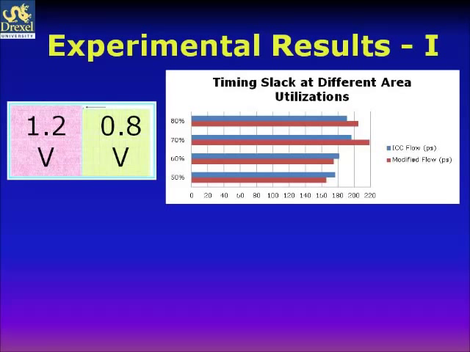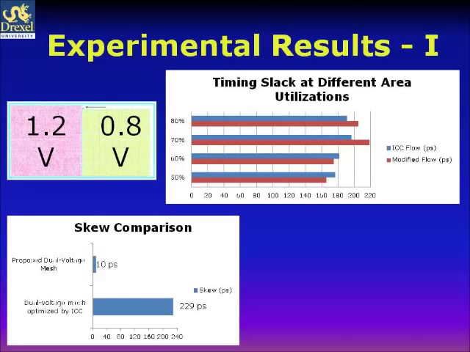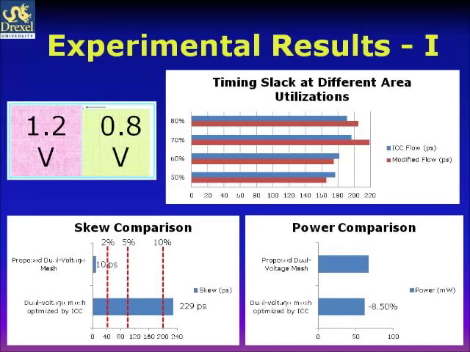The proposed methodology is compared against the same two voltage domain clock mesh structure with the optimization performed by IC compiler. In this chart, it is observed that IC compiler tool considers each voltage domain one at a time for power minimization without considering the insertion delay at multiple domains. Thus, it results in a high skew well above the typical clock skew budgets at 2, 5, and 10% of the clock period. On the other hand, proposed flow can satisfy all with a skew value of 10 picosecond. As for the power consumption, the proposed flow consumes 8.5% more power compared to IC compiler's optimization, as it does not only consider power, but also skew minimization.